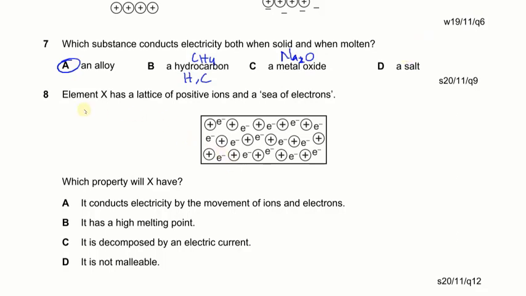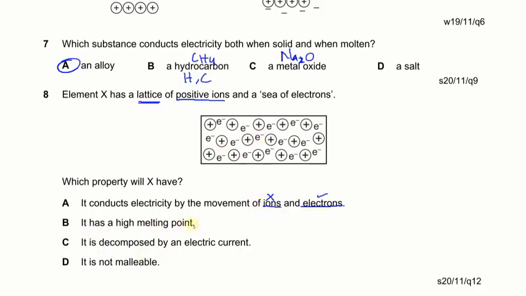In the next question, element X has a lattice of positive ions and a sea of electrons. Lattice means a regularly arranged pattern of positive ions. So when you have positive ions arranged regularly, you'll say it's a lattice. Which property will X have? Fine. It conducts electricity by the movement of ions and electrons. Metals conduct electricity by movement of electrons, but their ions do not move. Ions remain at their own place.